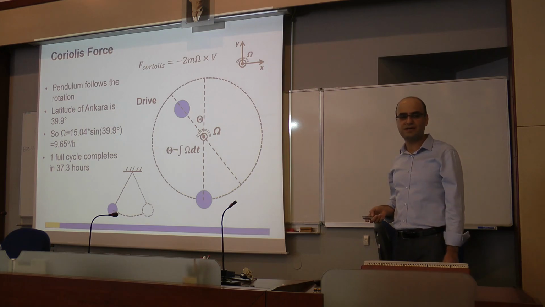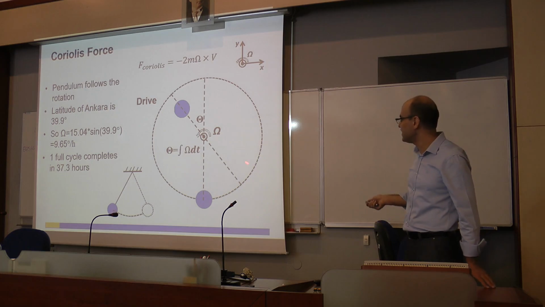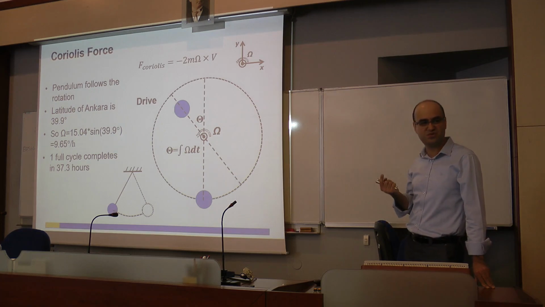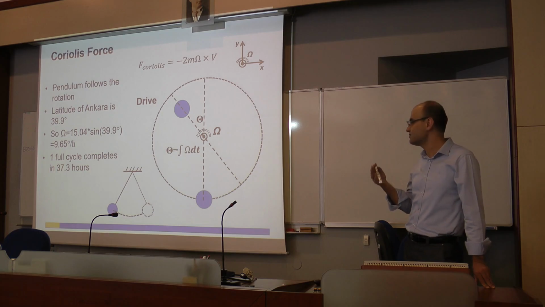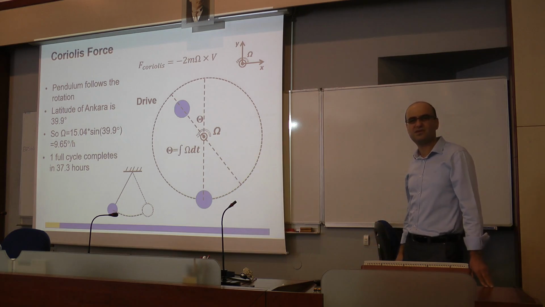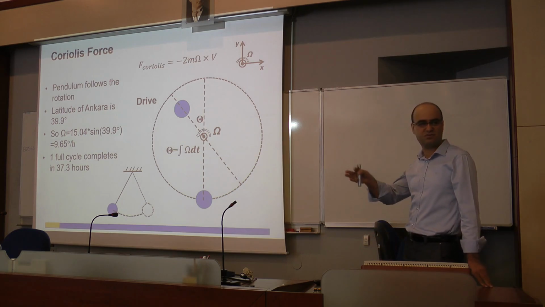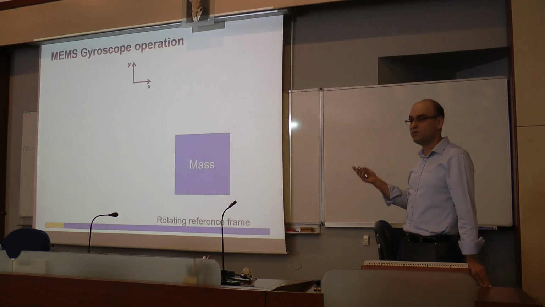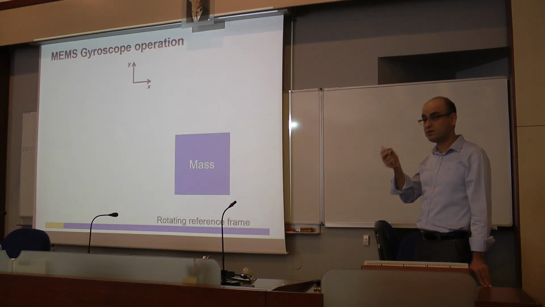While you are following this, you have to somehow compensate. Where does that 15 come from? The Earth rotates 360 degrees in 24 hours, which is 15 degrees per hour. Actually, it's not exactly 15. When I looked at the exact number, the Earth completes its rotation in 23 hours and something, slightly less than 24.